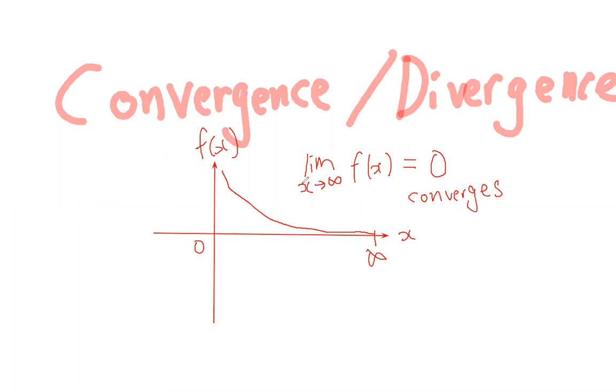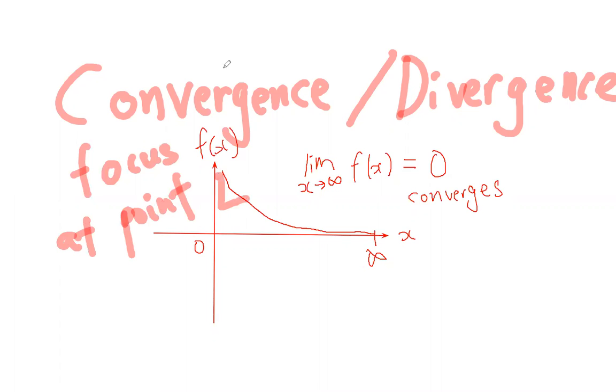Okay, so convergence is very simple. If the function focuses at one point, let's say at a point L, we call it convergence. And if it does not focus and goes anywhere else, this is called divergence.